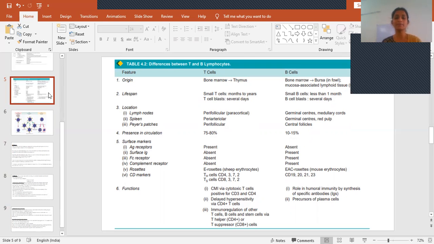Coming to CD markers, for TH cells 3, 7 and 2, T suppressor cells also 3, 7 and 2. When coming to B cells, 19, 20, 21 and 23. And when coming to functions, as I said, B cells are involved in humoral mediated immunity, and T cells are involved in cell mediated immune reactions. So this is all about the differences between T cells and B cells.